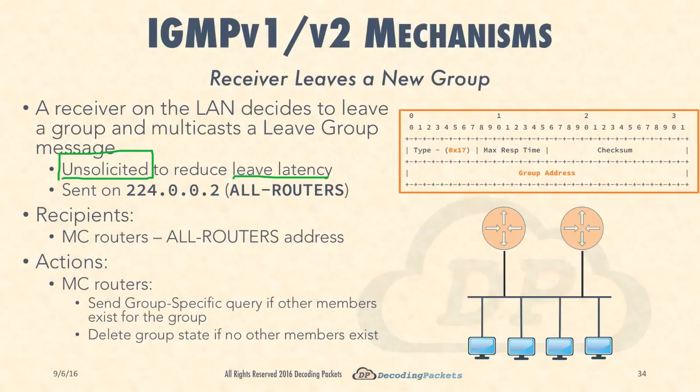As should be a common theme already, anything that needs to be heard by all of the multicast routers needs to be sent to this 224.0.0.2 address. So that's where the leave message is sent. The recipients this time are only the multicast routers. I don't need to state the reason, we already know.